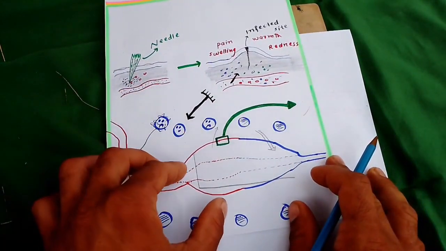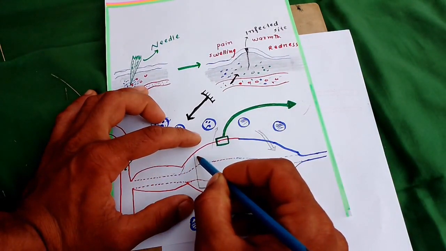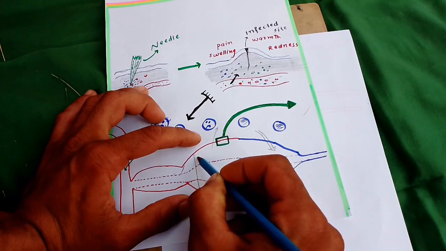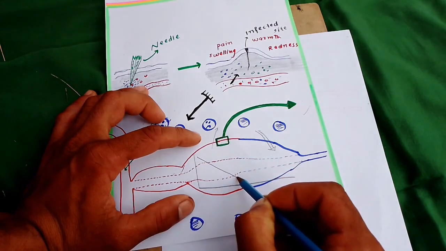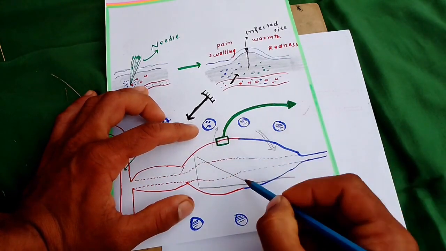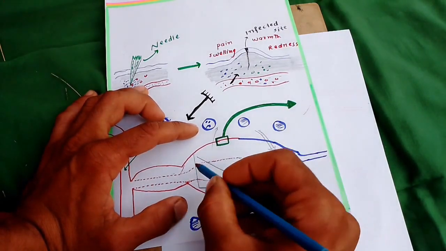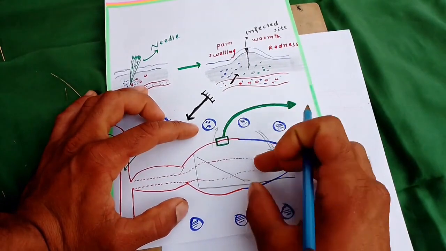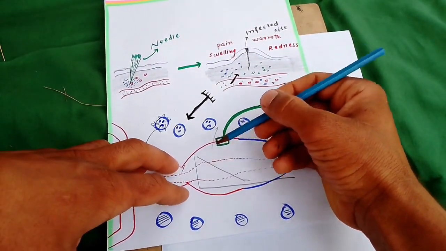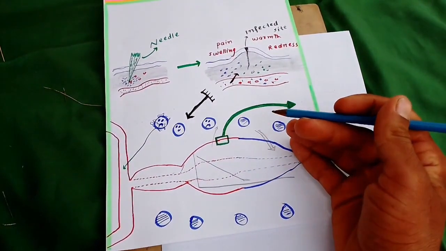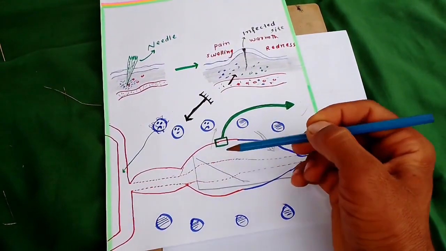Here more blood comes, so hydrostatic pressure is more. At the start, hydrostatic pressure is very high. This is the hydrostatic pressure graph. It slightly falls down with the passage of time. Why does hydrostatic pressure fall down? Because hydrostatic pressure is only due to the water, and the water goes to the tissue space, so hydrostatic pressure falls down.